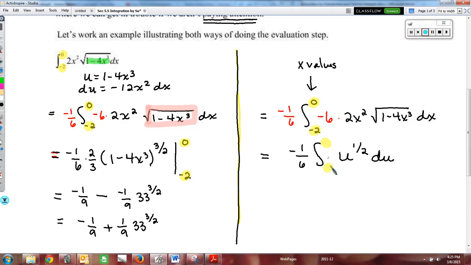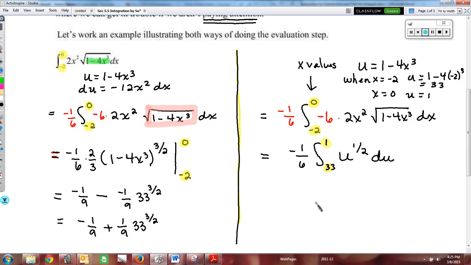So to figure out what our bounds are, we're using this little formula that we have up there. U is 1 minus 4x cubed. So you have to figure out that if this is my x, what's the u that I would have? So when x is -2, u is going to be 1 minus 4 times -2 cubed. This is going to give me my 33, okay? So that's your 33. And then when x is equal to 0, your u is going to be 1. So when you write your bounds down, if you switch to u, you must change your bounds to u. That's where you have to be careful.